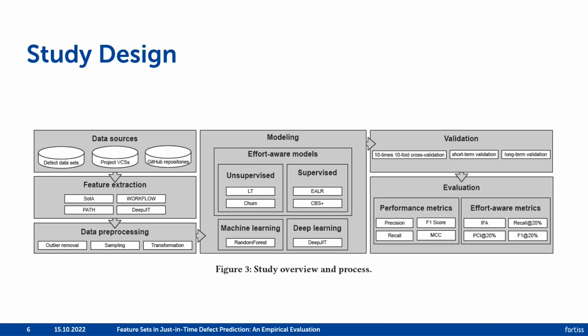and long-term validation where we use the complete project history up to 1 point and then evaluate on the next 6 months. And for the evaluation, as I already said, we did do standard performance metrics like precision, recall, F1 score, and Matthews correlation coefficient, but also did effort-aware metrics, which I will neglect in this talk. However, the evaluation for the effort-aware metrics is quite similar to the other performance metrics.